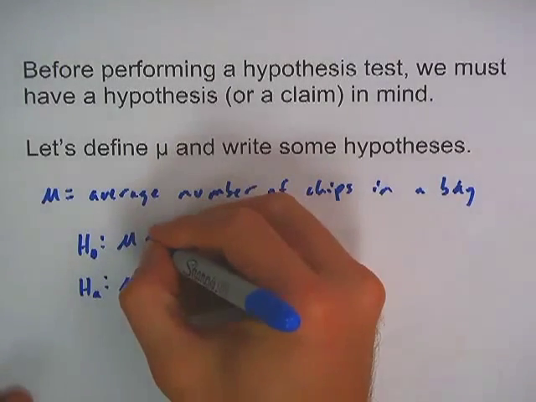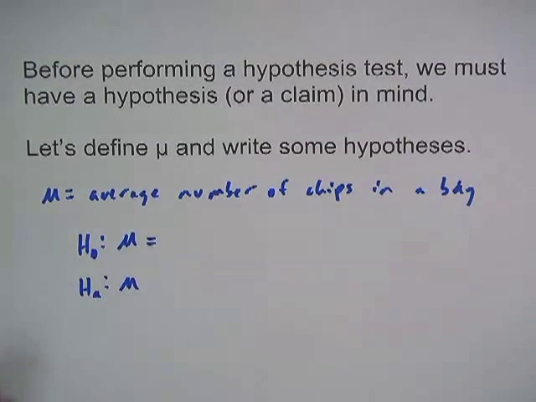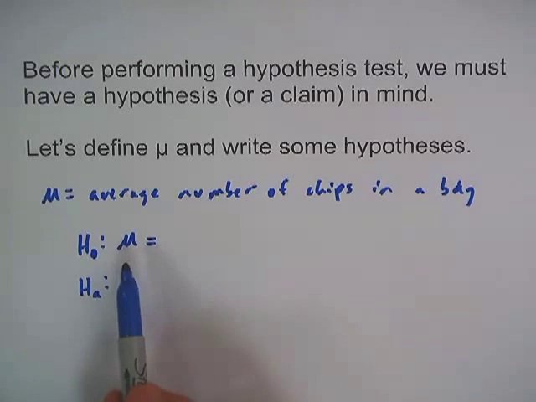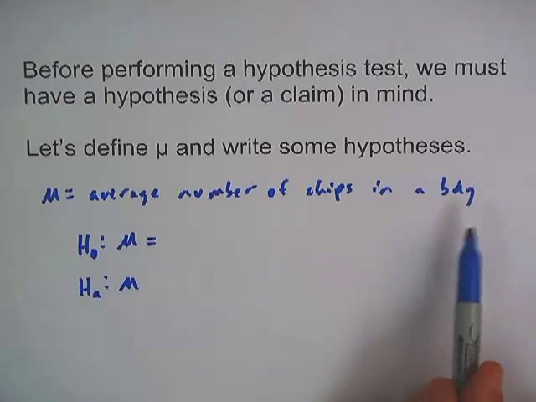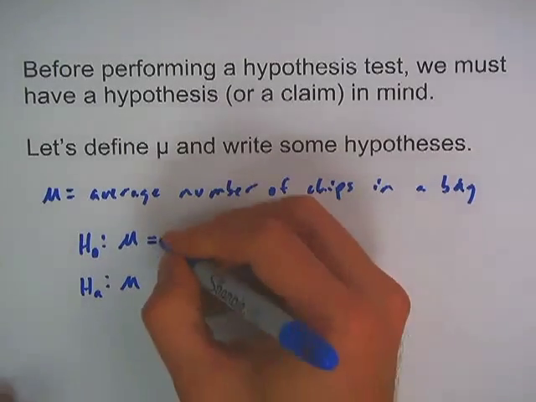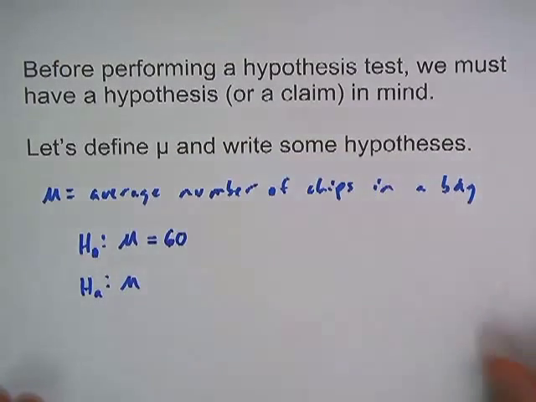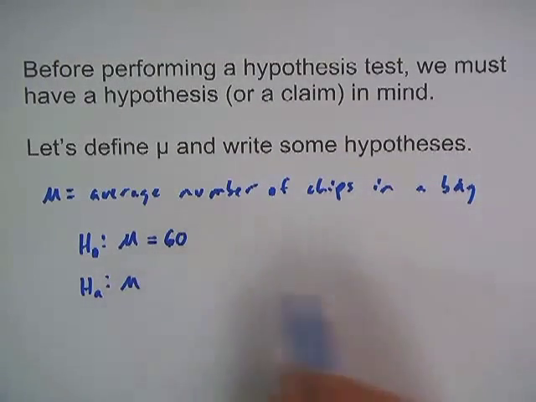Remember that your null hypothesis is always an equality statement. So what I'm going to do is assume that the average number of chips in the bag is what the nutritional facts say. So the average number is 60. So I'm going to assume mu is equal to 60. Okay, and we're talking about 60 chips here.